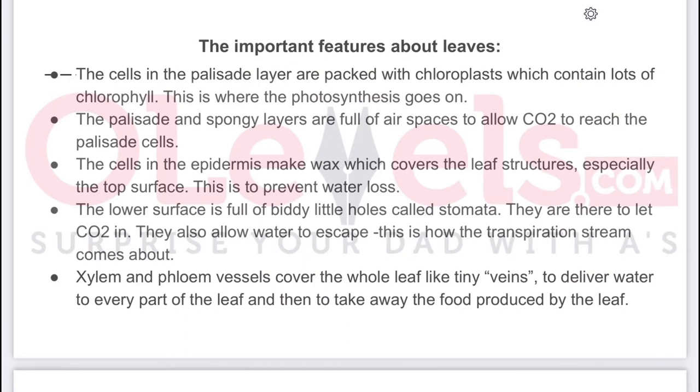Xylem and phloem vessels cover the whole leaf like tiny veins to deliver water to every part of the leaf, and then to take away the food produced by the leaf.